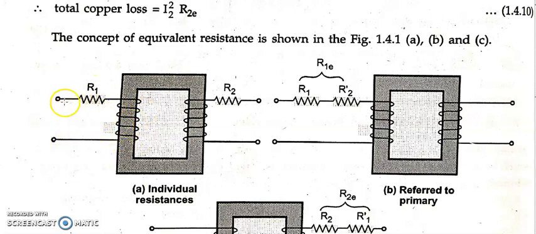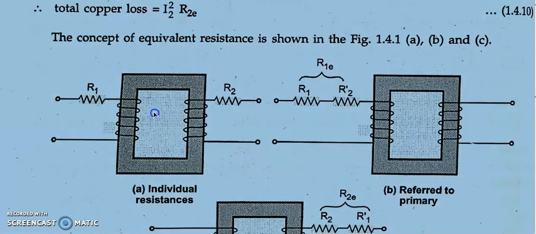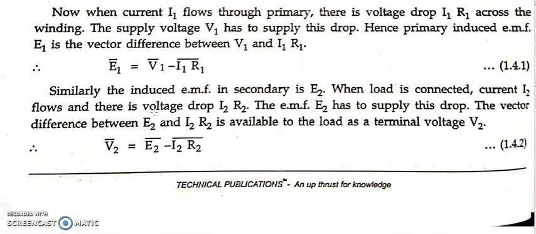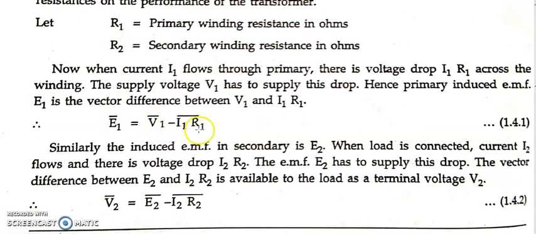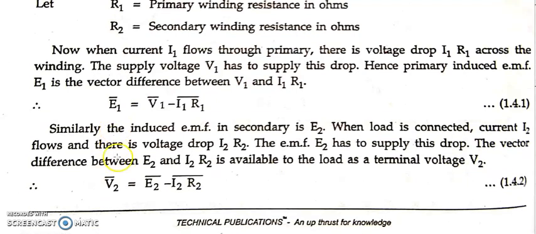If I apply KVL, let us say I1 is flowing from left to right. Then V1 is equal to I1 into R1 plus E1. Yes or not? V1 is equal to I1 into R1 plus E1. This is the KVL, and that is what they have written at the top here. Yes, V1 is equal to E1 plus I1 R1, but instead of writing in terms of E1, they have written in terms of EMF. So the vector difference between V1 and I1 R1 gives you E1, the EMF induced in the primary circuit. Similarly, we can write for the induced EMF in the secondary side. Now let us see how to write it.